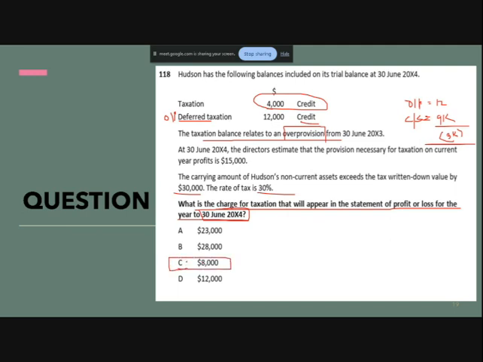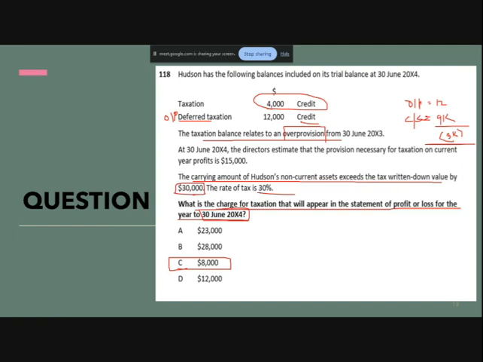So what you should understand from this question is that the deferred taxation shown in the trial balance, having a credit balance, is the opening balance. And if they have given you here that the carrying amount of non-current assets exceeds the tax written down value by 30,000, the carrying amount is greater than the tax base. So we have a deferred tax liability, and they have given you the temporary difference directly, 30,000.